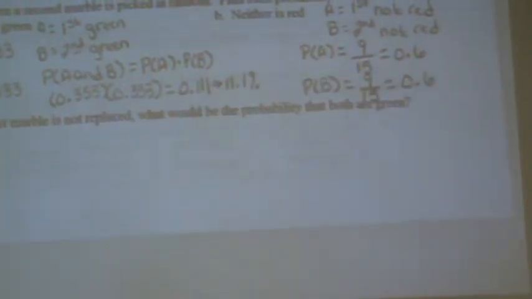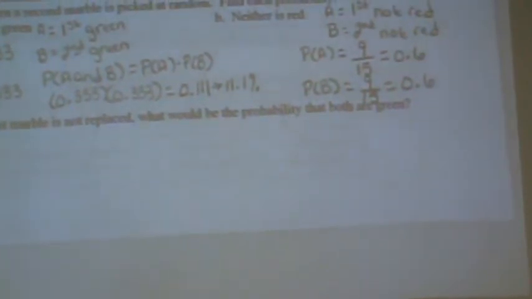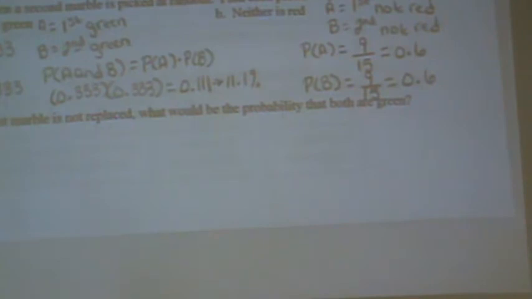And then C. C says if the first marble is not replaced, what would be the probability that both are green? So now we're picking a marble out and we're not putting it back. So our set's going to change. So are these two events independent or dependent? These are dependent because what happens in the first draw determines, or affects, what happens in the second draw.